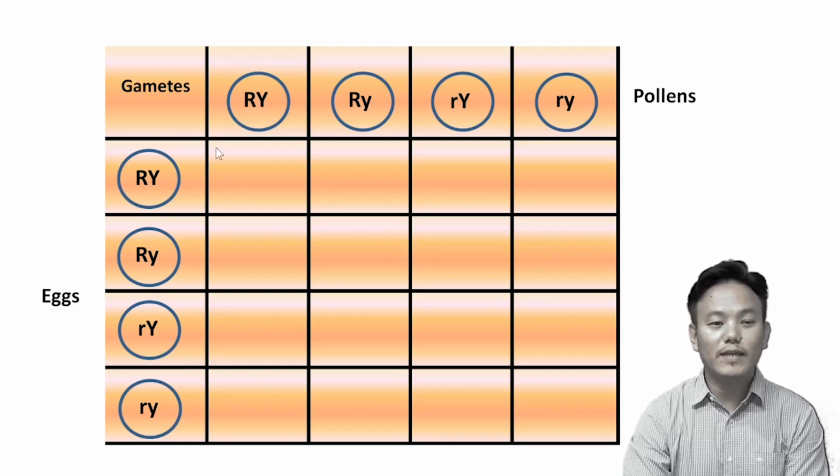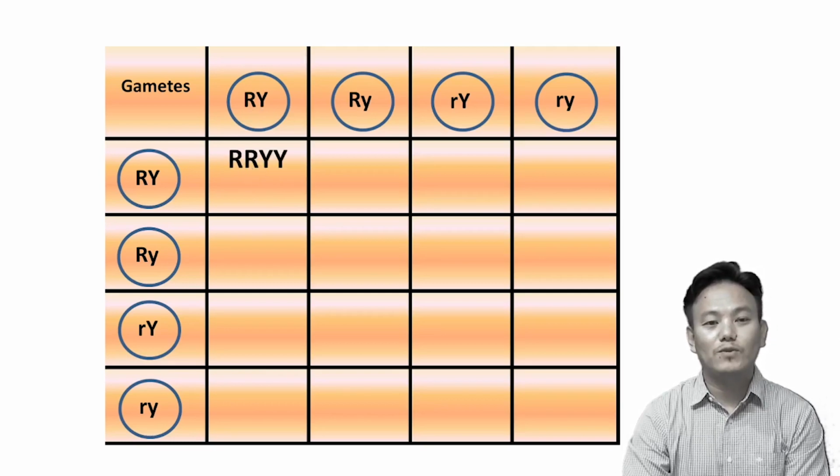So when this and this gamete fertilize, this gamete can fertilize with this one, there is a possibility. So what will be the result? The result we have to write down in this box of the table. So it will be one capital R from this parent and one capital R from this parent, right? One capital Y from this parent and one capital Y from this parent, and the result will be homozygous for both the traits.